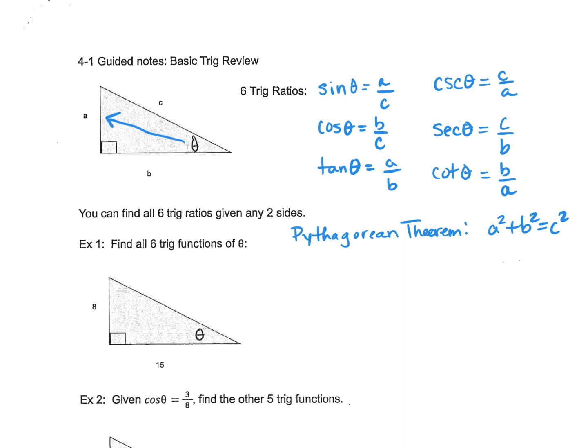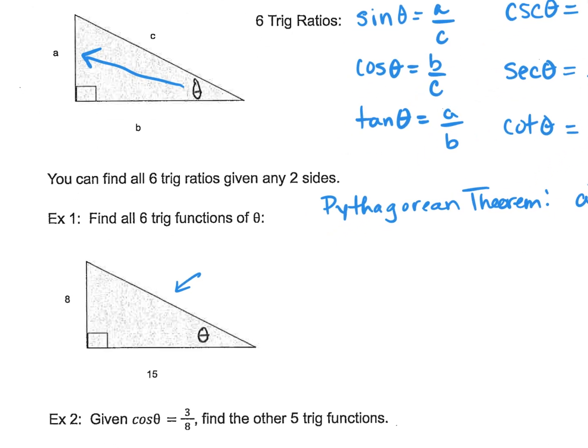Okay? Notice I kept my A, B, and C consistent with that. So if I want to find this piece right here, this is the piece that's missing. Is it a leg or is it a hypotenuse? It's the hypotenuse, isn't it? It's always opposite the right angle, right?